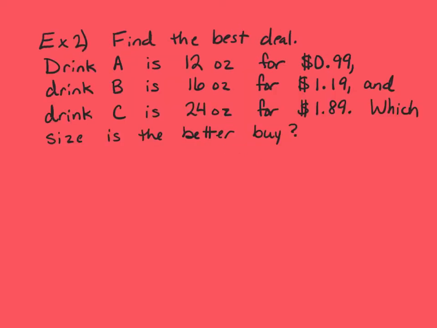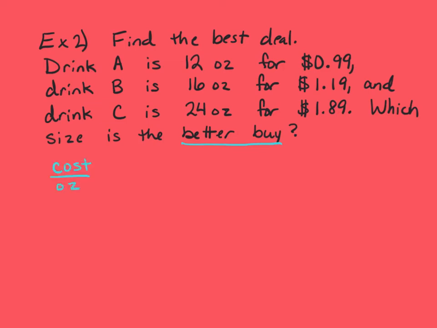Example 2, we're looking for the best deal out of some sports drinks. Drink A is 12 ounces for 99 cents. Drink B is 16 ounces for $1.19. And drink C is 24 ounces for $1.89. Which is the better buy? We do want to think about what the better buy would be. The better buy would be the one that costs the least per ounce. So we're going to look at cost per ounce.